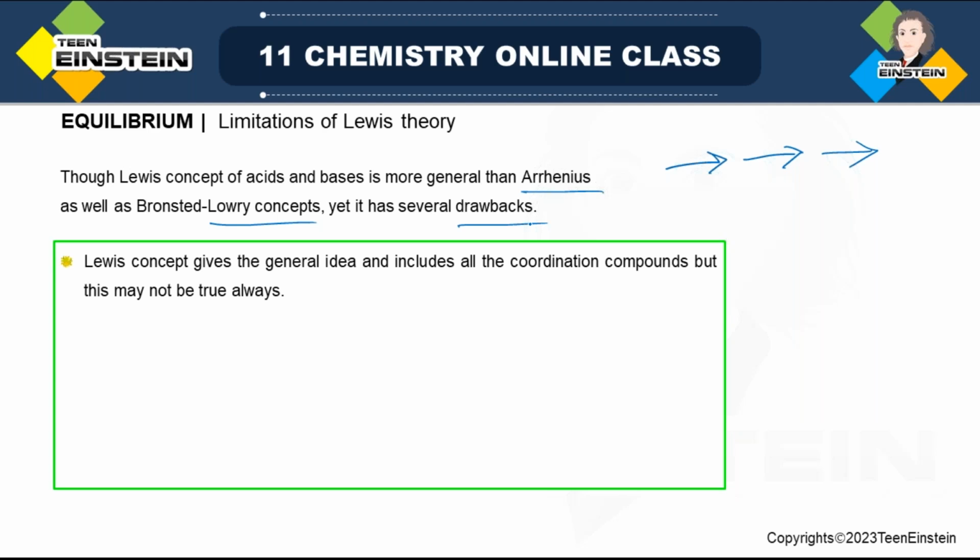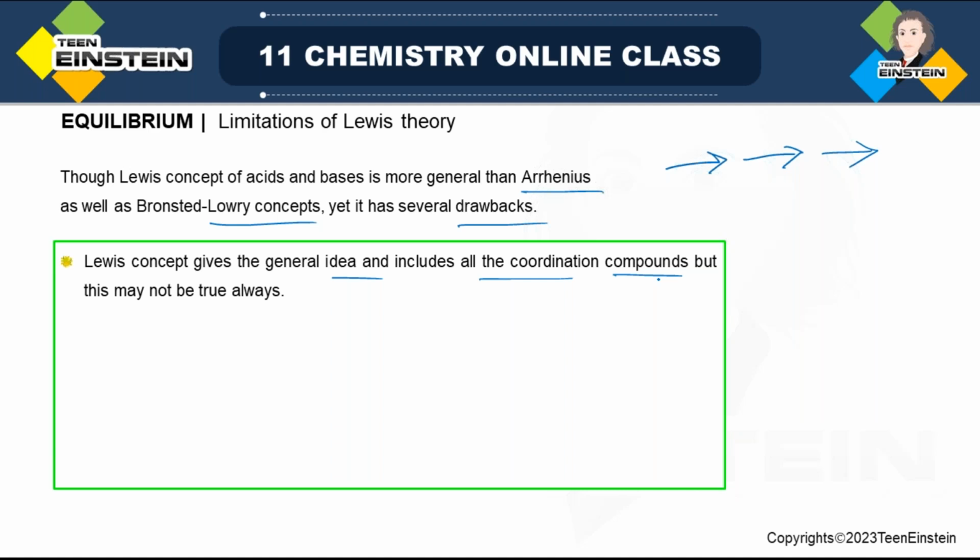The drawbacks you will see now are not like the limitations you saw in the first two theories. These are different types of drawbacks, because it is covering a large variety of species. When something covers a variety of species, it becomes so general that sometimes it cannot explain acidity or basicity behavior. So this gives a general idea and includes all the coordination compounds. Remember the first slide of Lewis theory, we saw that coordination compounds are a good example where Lewis base and Lewis acid are simultaneously present, but it is not applicable for all the organic or coordination compounds.